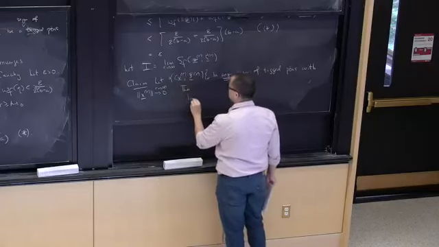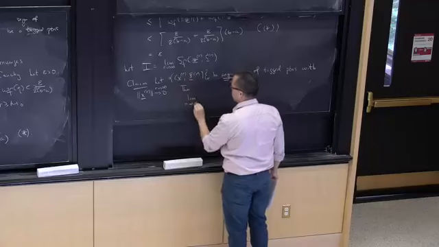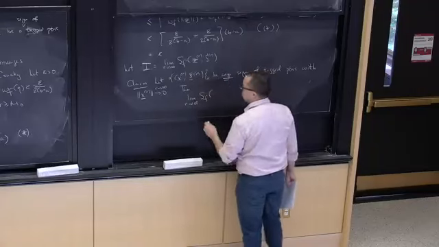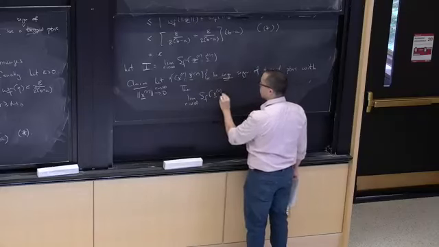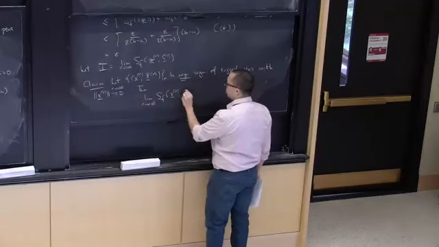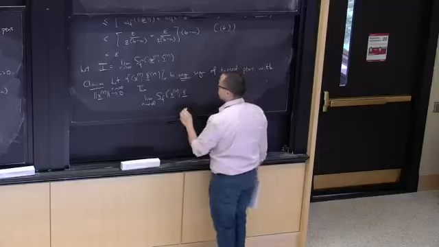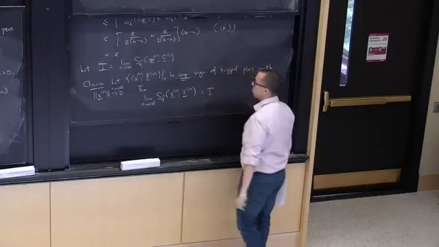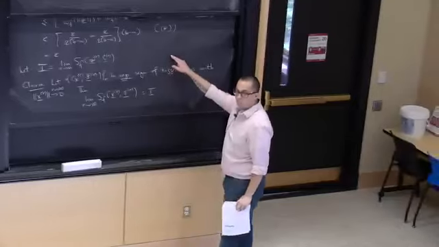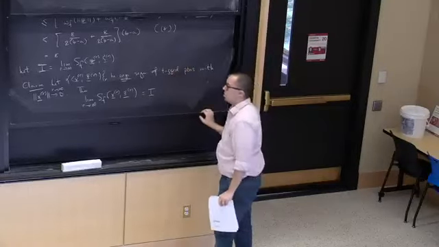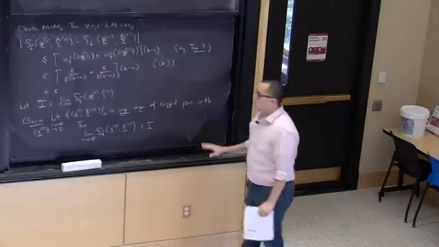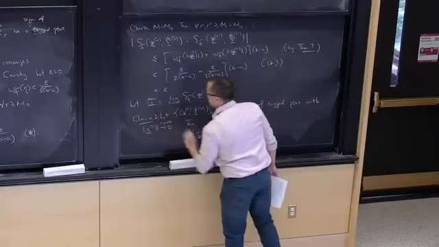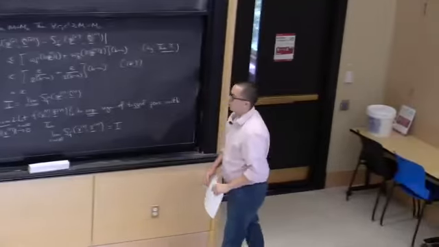Then I want to show that the limit as r goes to infinity of the Riemann sums corresponding to this sequence of partitions exists and equals this number I, which I obtained from this one sequence of partitions. So, this is claim 2. Once I've proven this, then I'm done.